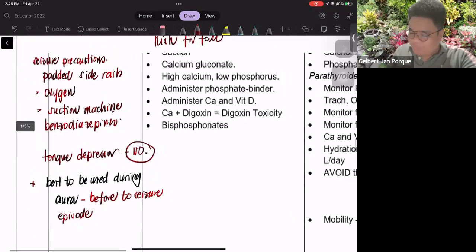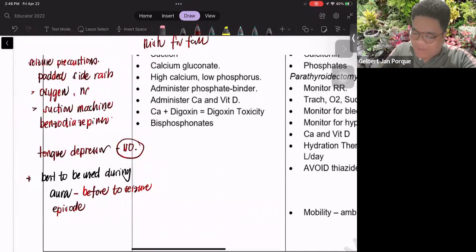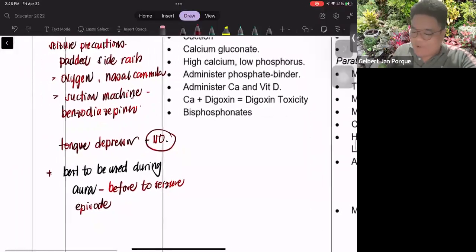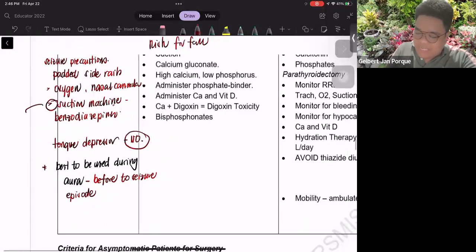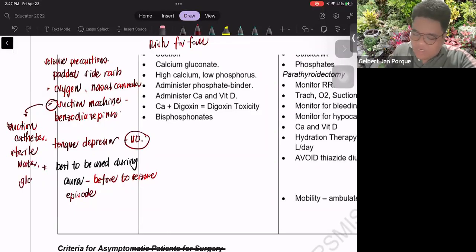Now, class, oxygen. Hopefully you remember that we should stand by with a nasal cannula. Suction machine, of course, for suctioning. Class, in a hospital setting, it should be complete. Not only the suction machine, you should also bring the suction catheter. Other than your suction catheter, you also need sterile water for irrigation, and of course, your gloves. What good is a suction machine if your equipment is incomplete?